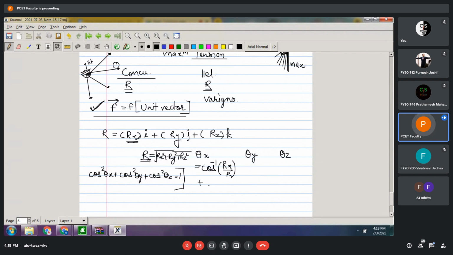If the sign is plus for Rx or Ry or Rz, then your angle theta x will be less than 90 degrees. But when your Rx is negative, you will get theta value more than 90 degrees. Because we know that in case of space forces, we take the angle of any force with respect to positive x, positive y, and positive z. Right? Yes, ma'am. Okay.